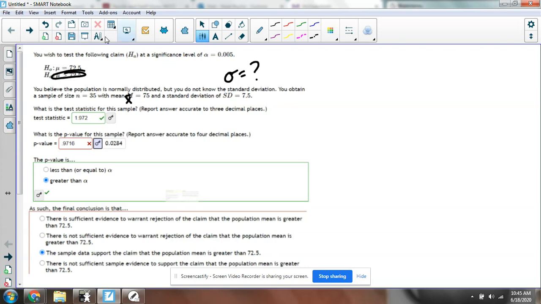Generally speaking, your conclusion is always written in terms of the alternative hypothesis. So we could say something like, there's not sufficient evidence to show the alternative. There's not sufficient evidence to warrant the rejection of the claim that the population mean is greater than 72.5. There is not sufficient evidence to support the claim that the population mean is greater than 72.5. That's the alternative. There's not sufficient evidence to show that. So that's going to be our answer.